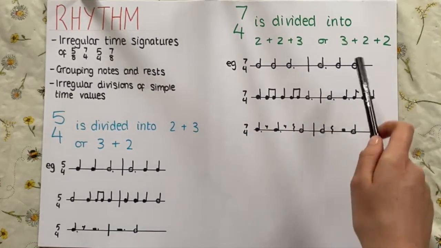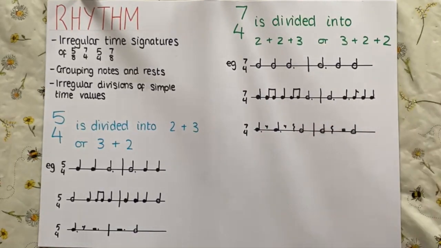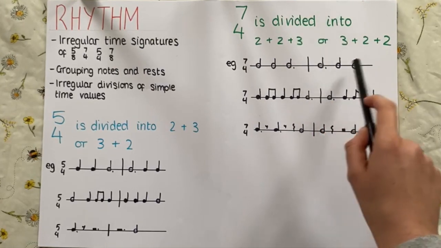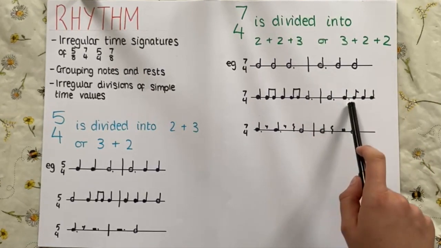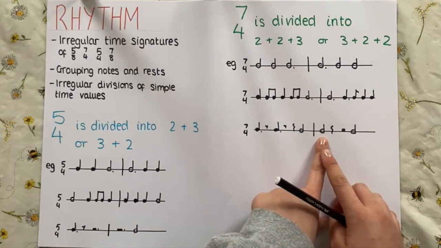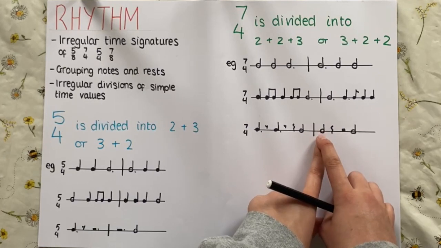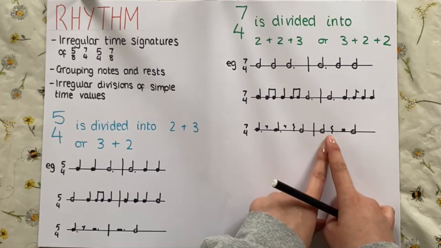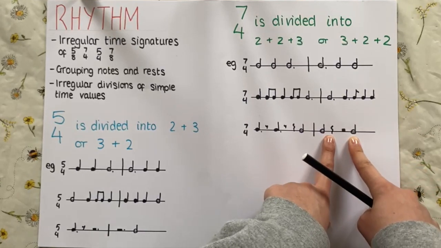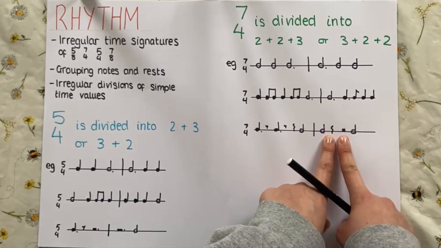And then on this side, we've got the 3 plus 2 plus 2 divisions. Again, we can see 3 crotchets in this, 2 and 2, 3, 2 and 2. The 3 is at the beginning, so we need to finish off this minim with this crotchet rest, and then we've got this minim, but we need to make up another bar of 2/4, so we can just put a 2-beat rest in there.